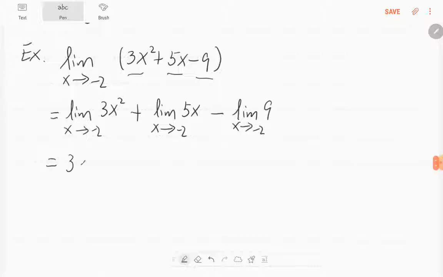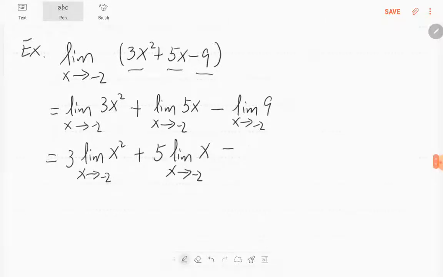This is 3 times the limit as x approaches -2 of x squared, plus 5 times the limit as x approaches -2 of x, minus the limit of 9. The limit of a constant is the constant itself, so it's equal to 9.